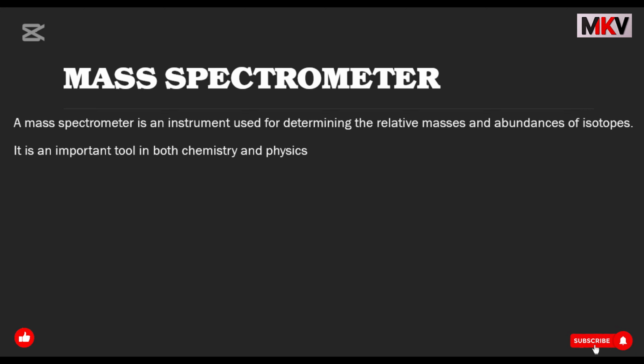Now let's look at the mass spectrometer. It is an instrument used for determining the relative masses and abundances of isotopes, and it is an important tool in both chemistry and physics.